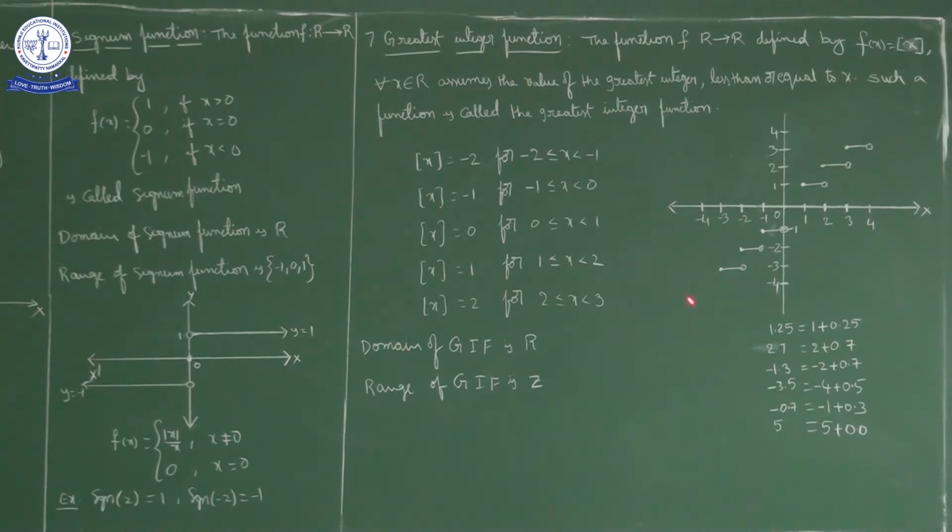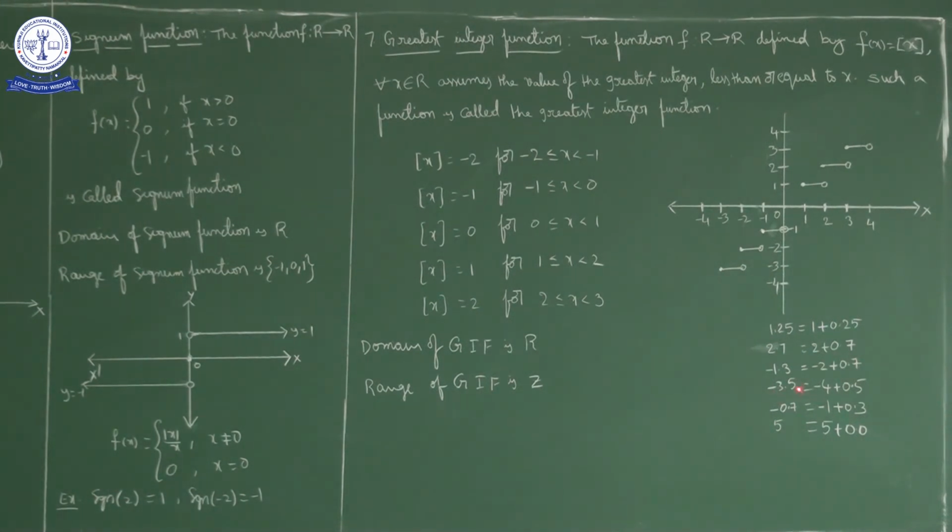Next, minus 1.3 you can say as minus 1 minus 0.3, but the standard form is minus 1.3 is nothing but minus 2 plus 0.7. So in minus 1.3 the integer part is minus 2, fractional part is 0.7. This is important.